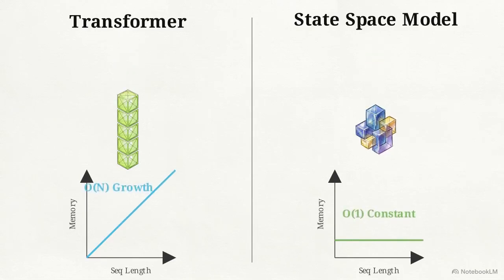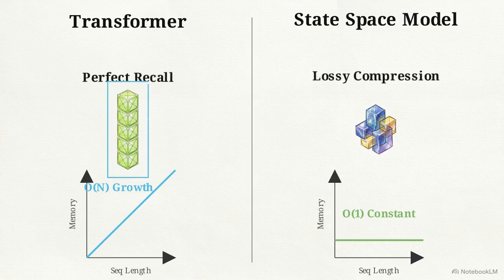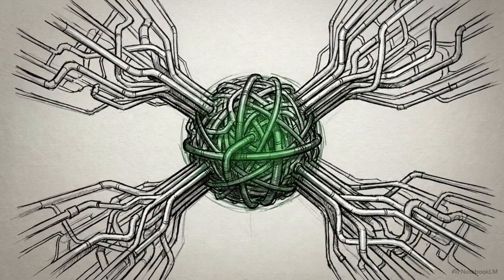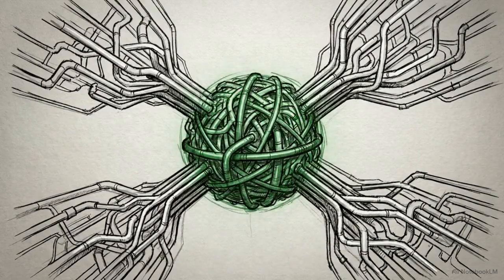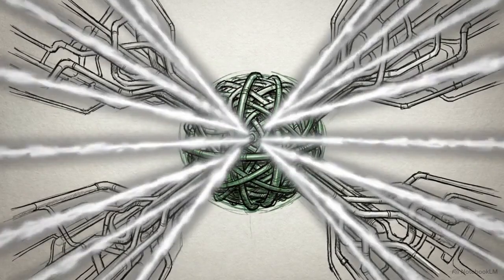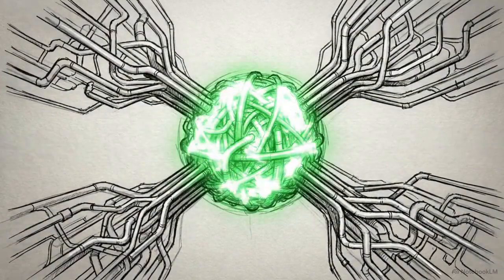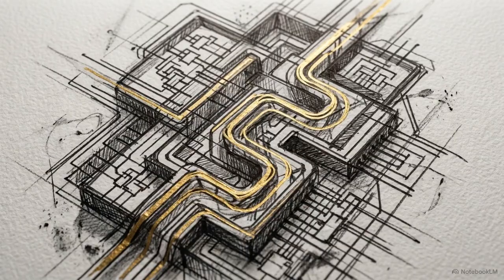This compression is lossy, meaning these models struggle with exact verbatim retrieval compared to the perfect recall of dense attention. The most effective current models are often hybrids, using state space layers for global context and local dense attention for specific details. The pursuit of infinite sequence modeling has shifted from simply reducing raw math to a reimagining of how systems distill and retain information.